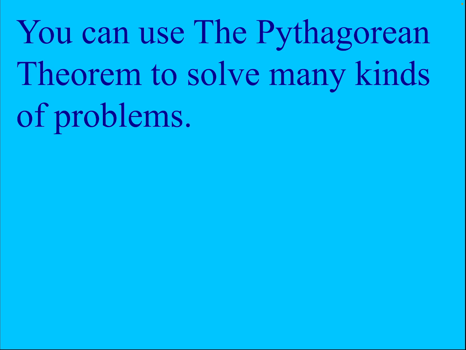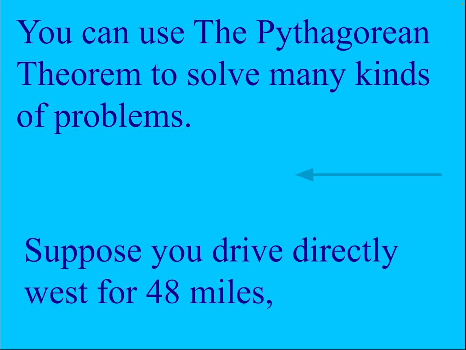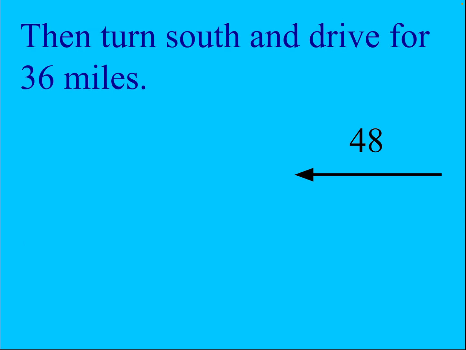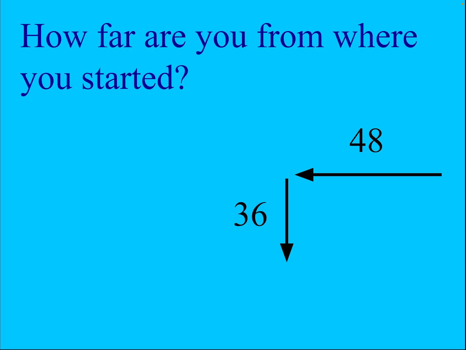So you can use the Pythagorean theorem to solve a lot of different problems. Suppose you drove directly west for 48 miles. Well, most of you might end up in the ocean. And then you turn south and you drive for 36 miles. How far are you from where you started? And if I ask how far you are, you're not going to calculate going west and then south. You're going to figure out what the exact distance is of a straight line going from where you started to where you ended, or from where you ended to where you started.